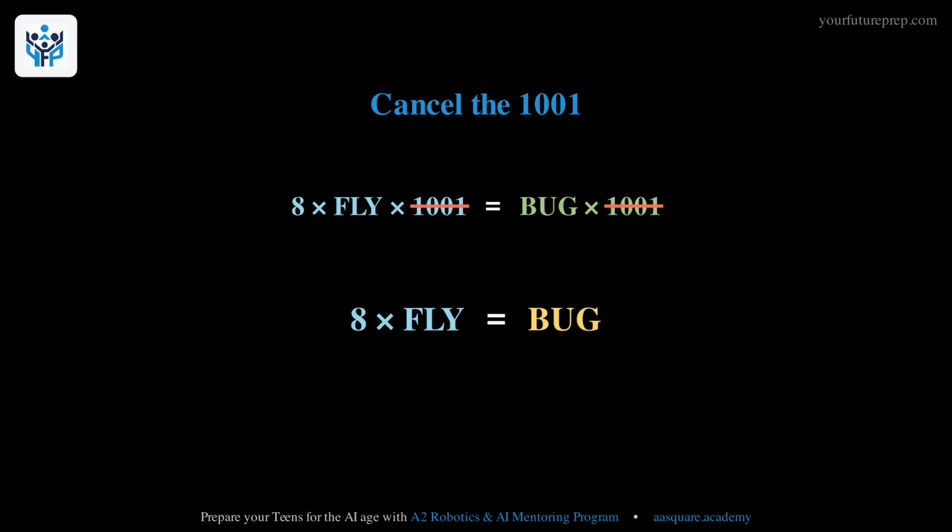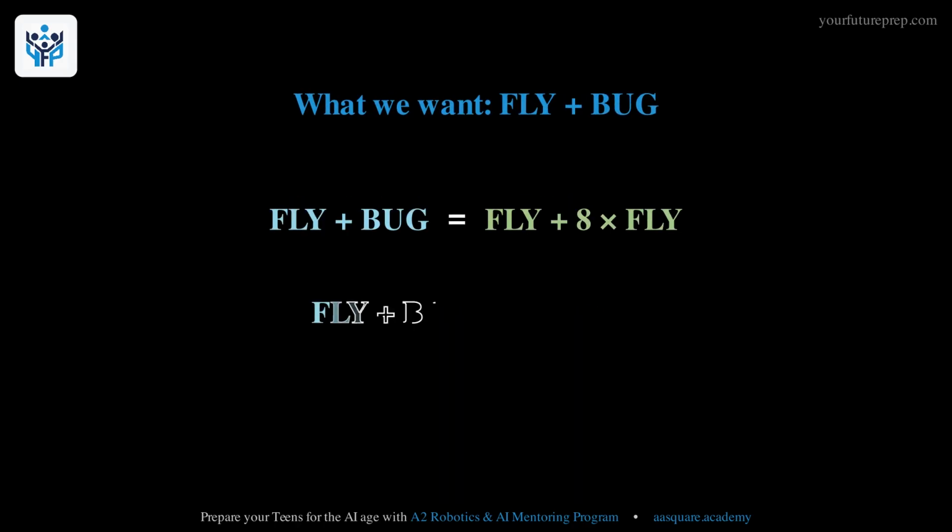Our equation becomes 8 times FLY times 1001 equals BUG times 1001. The 1001 cancels from both sides, leaving 8 times FLY equals BUG. Now the answer we want is FLY plus BUG. Since BUG equals 8 times FLY, this is FLY plus 8 times FLY, which is 9 times FLY. So we just need to find FLY.